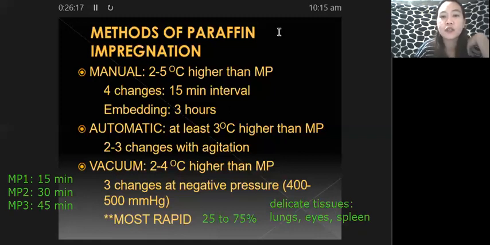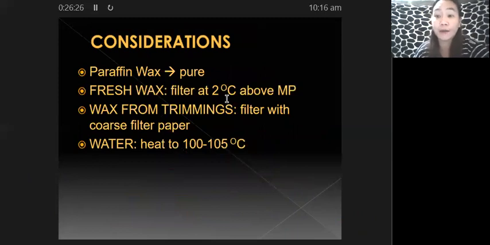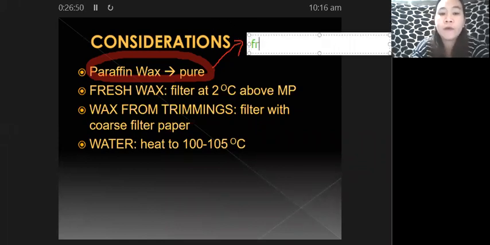Apart from the methods of impregnation, it is also important that we consider the paraffin wax itself. What are the different considerations for your paraffin wax? The most important thing you have to know is that your paraffin wax has to be pure. When we say pure, what do we mean? We want your paraffin wax to be free from contaminants.